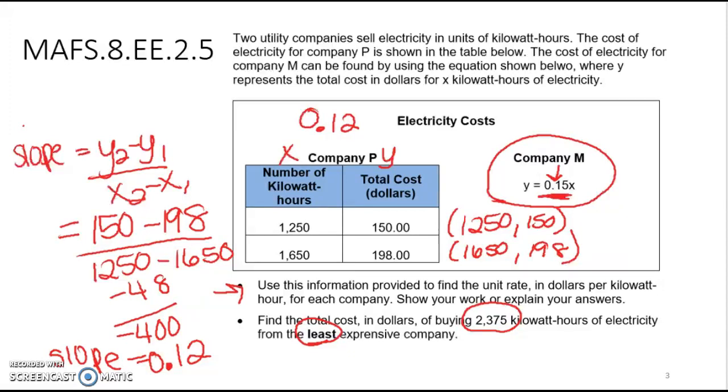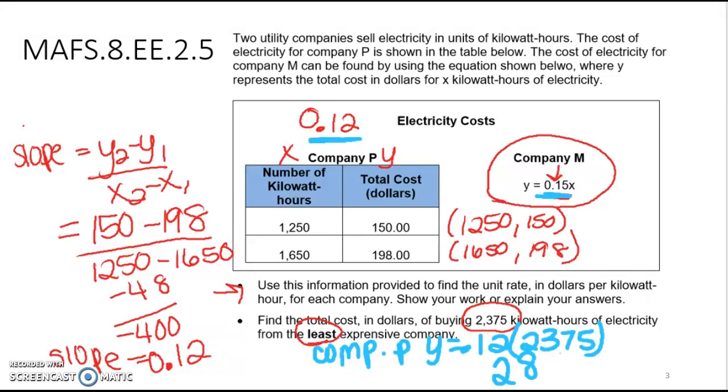Least expensive. If we were to compare company P at $0.12 and company M at $0.15, I know that company P is less expensive, so I'm going to use their rate of change to figure out how much money it would cost. So I would do 0.12 times 2375, and it would cost me $285.